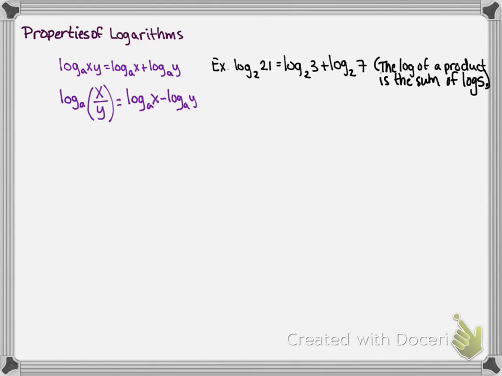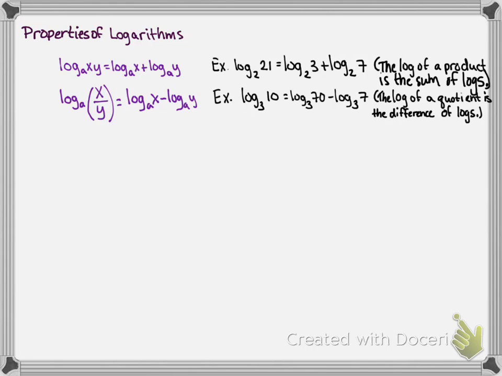Okay, log base a of x divided by y equals the log base a of x minus the log base a of y. For example, the log base 3 of 10. Now, one way of writing 10 is as the quotient of 70 divided by 7. It's just an example. So I could write the log base 3 of 70 minus the log base 3 of 7, because 70 divided by 7 is 10. In words, the log of a quotient is the difference of the logs.